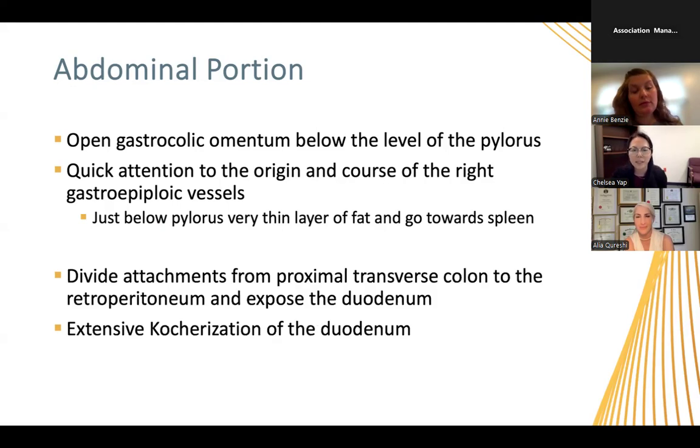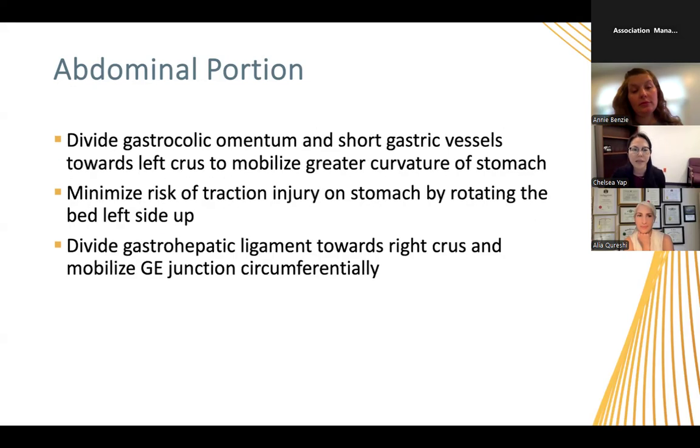We then divide the attachments from the proximal transverse colon to the retroperitoneum, exposing the duodenum so that we can perform an extensive Kocher maneuver. Then once we've divided the gastrocolic omentum and mobilized the short gastrics towards the left crus of the diaphragm, a technique you can use is to make the bed left side up to help not pull so much traction on the stomach. And then we divide the gastrohepatic ligament towards the right crus and mobilize the GE junction circumferentially.